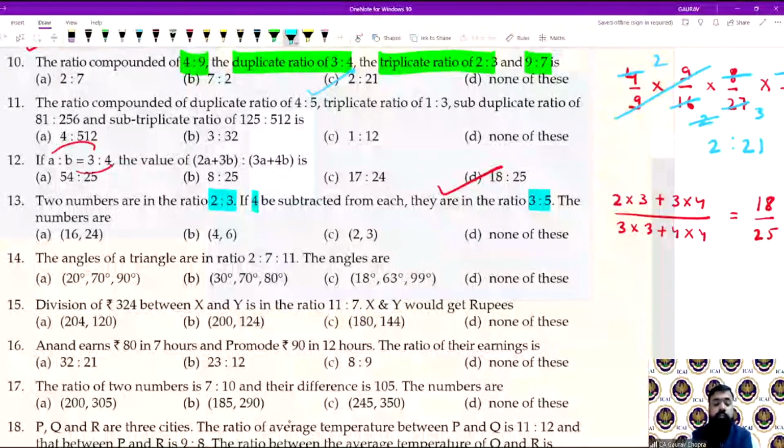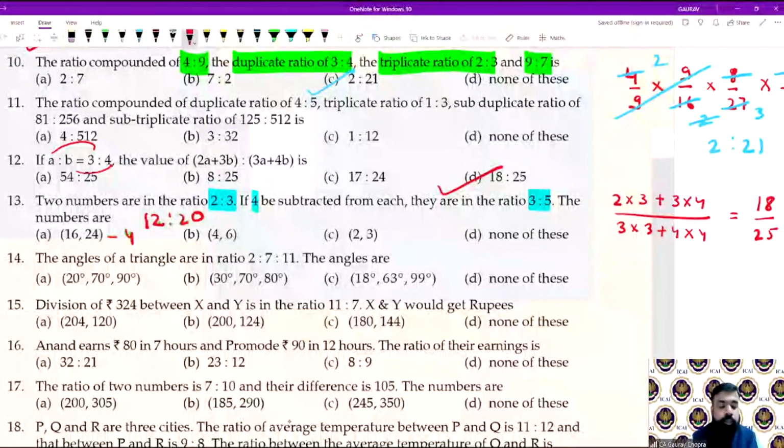First of all, check which of the options are in the ratio of 2:3. You can see that options A, B, and C all are in the ratio of 2:3. Now the second condition: if we subtract 4, does the ratio become 3:5 or not? So let's check with option A first. 16 minus 4 is 12 and 24 minus 4 is 20. Now if we calculate the ratio of 12 and 20, how much are we getting? 3:5. Yes, that means we are getting the correct result.